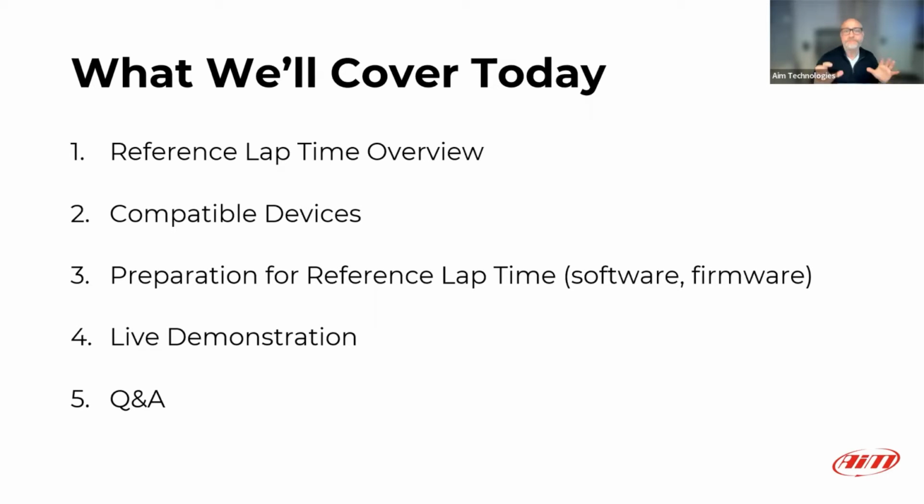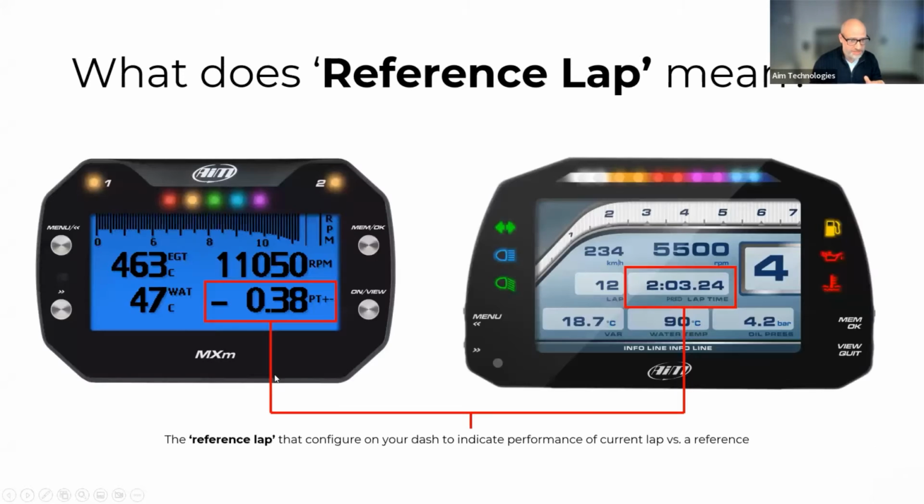So I want to start by talking about the reference lap itself and what we actually mean. In this instance, I've put in two examples of how they usually display on different devices. Sometimes you see a lap come up as a number. This could be a predictive lap time if you've put it into the system. It could have been the last lap time you did. You could have multiple views of this.